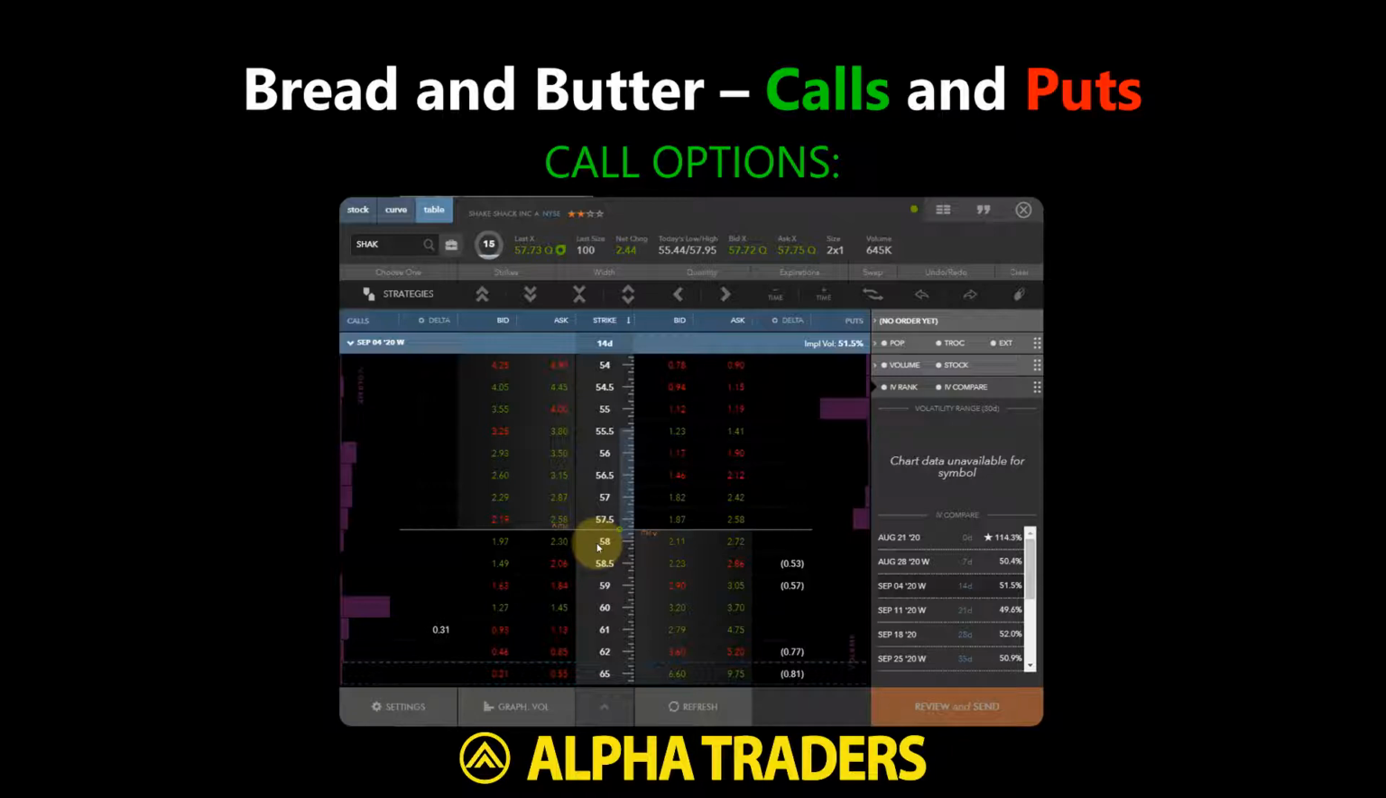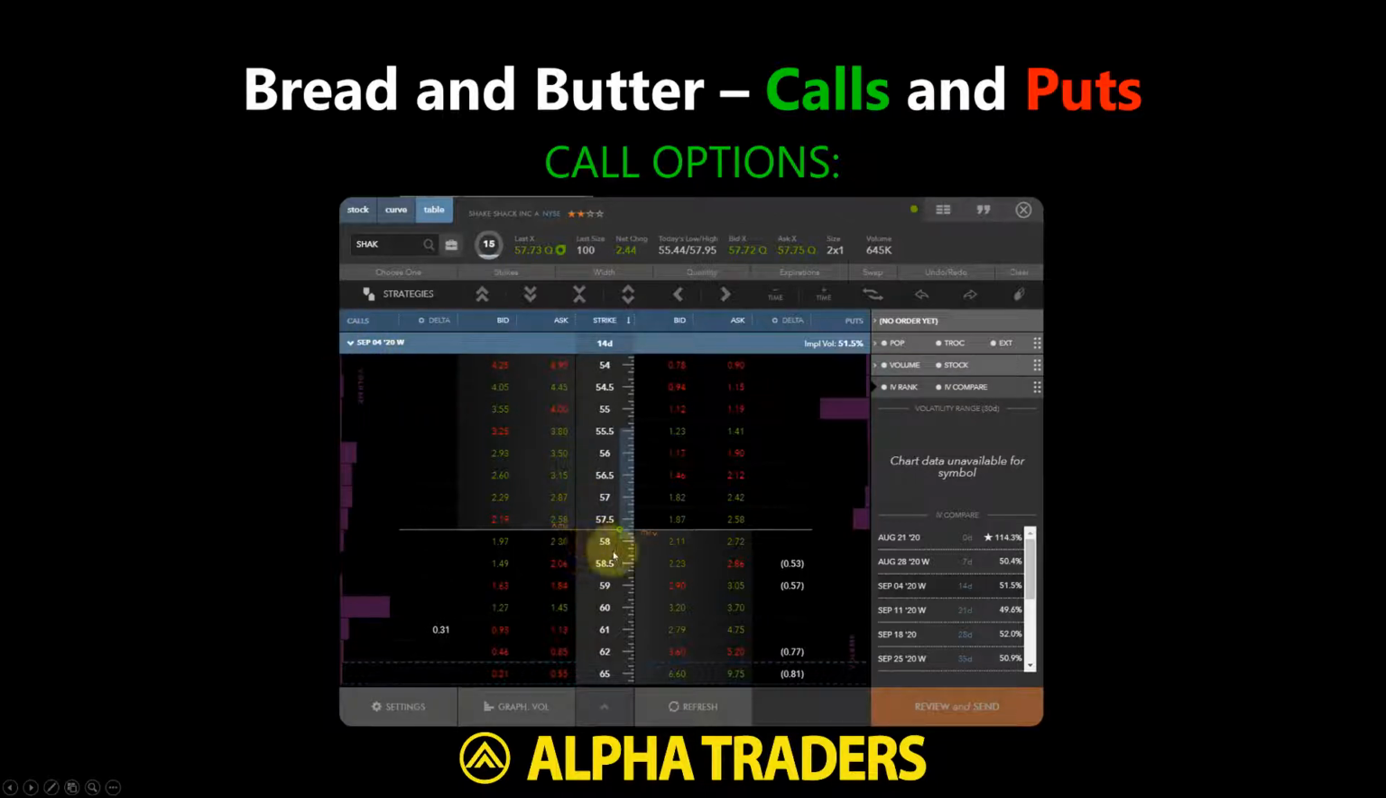These are all those things finally coming to a head so that you can actually see what options look like. But let's say, for lack of a better example, you feel very confident that Shake Shack is going to get up to $60 by September 4th, right? Then you could feel very comfortable buying a $58 strike call option, so long as you feel that, by September 4th, that's going to happen.